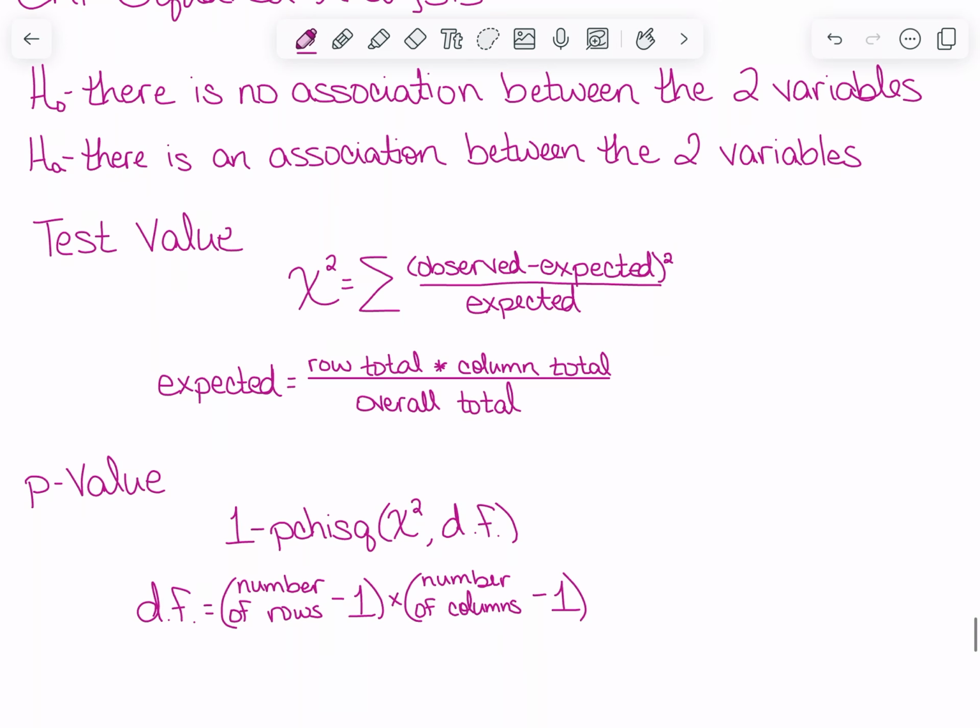Finally, our p-value, we'll use R to calculate this. It is always given by 1 minus pchisq of this test value, chi squared, comma, degrees of freedom. And the degrees of freedom will be given by the number of rows minus 1, times the number of columns minus 1.